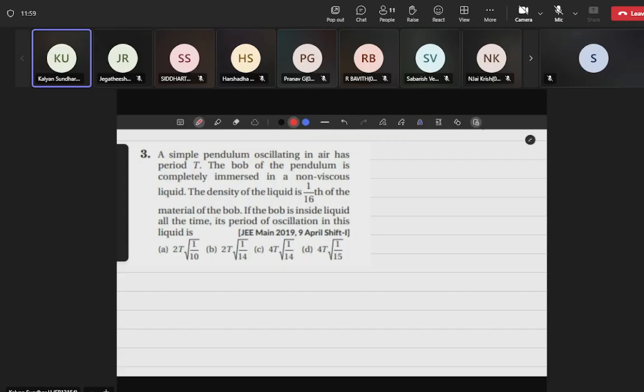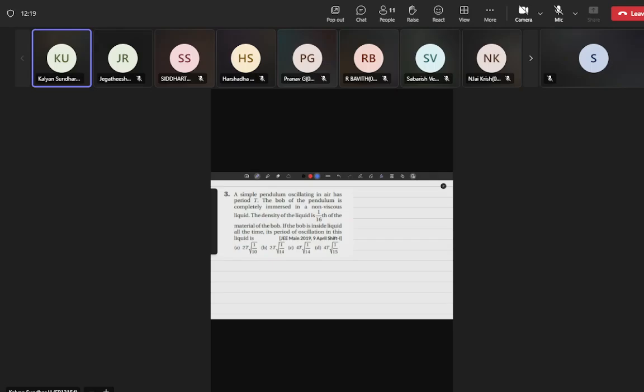What is the time period of a pendulum? 2 pi under root of L by g, correct? When it has been immersed, what are all the other forces? First, how did we derive the equation for T is equal to 2 pi root of L by g? Anyone remember how we derived that equation? By resolving the forces, correct?